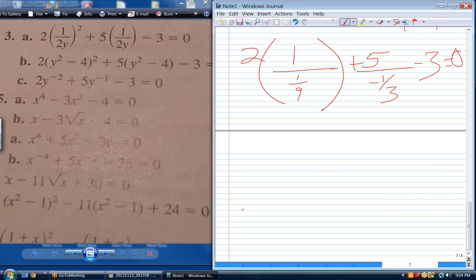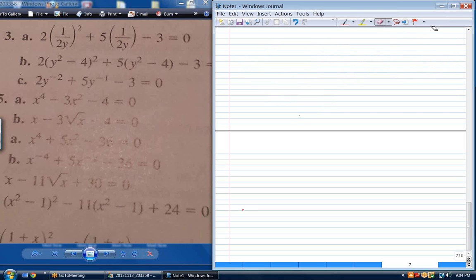Now what is 1 divided by 1/9? 9. So let's plug in 9 there. What is 5 divided by minus 1/3? Negative 15. So now we have 18 minus 15 minus 3. That's equal to 0 also. So both solutions worked.